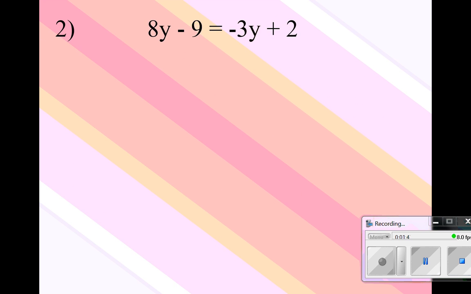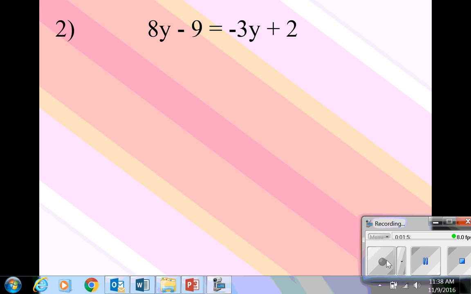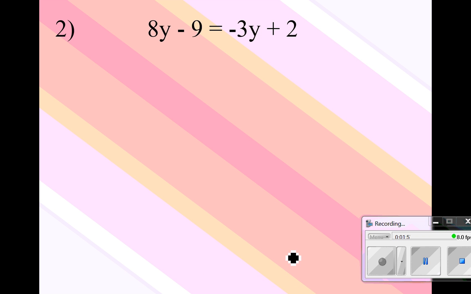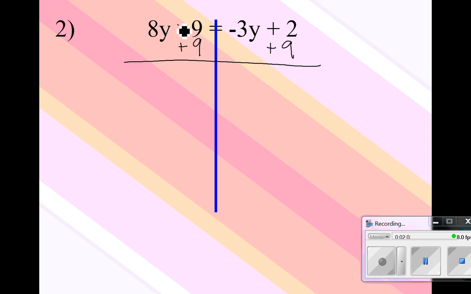Here is example 2. 8y minus 9 equals negative 3y plus 2. First thing we can do is draw our line down the equal sign. And I'm going to add 9 to both sides. 8y equals negative 3y plus 11.